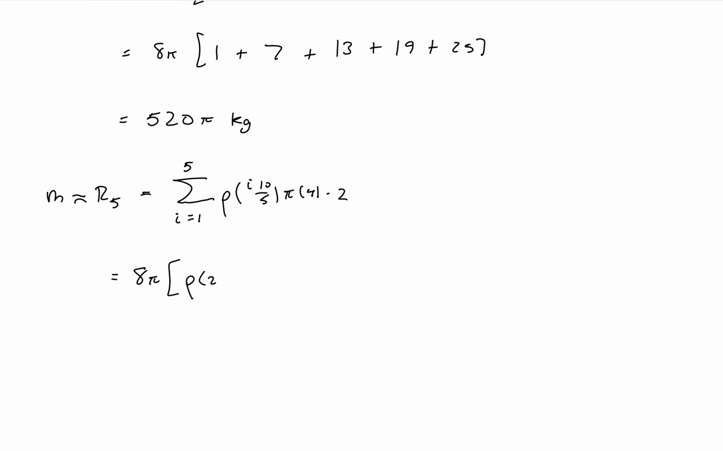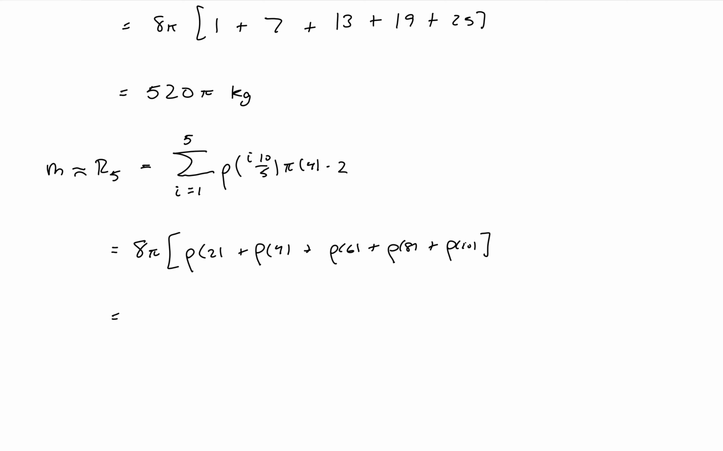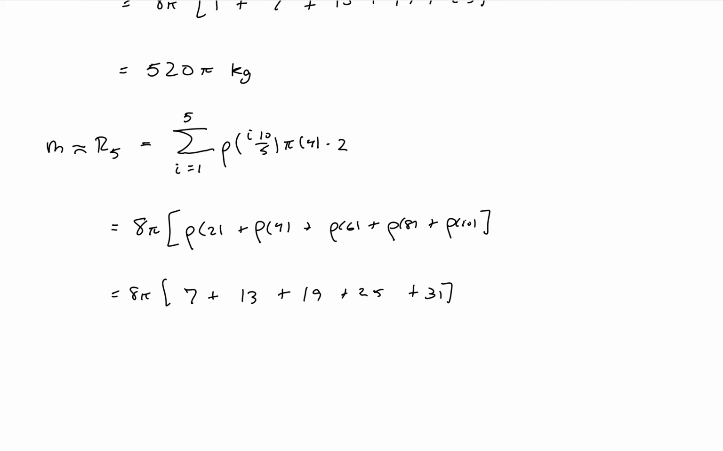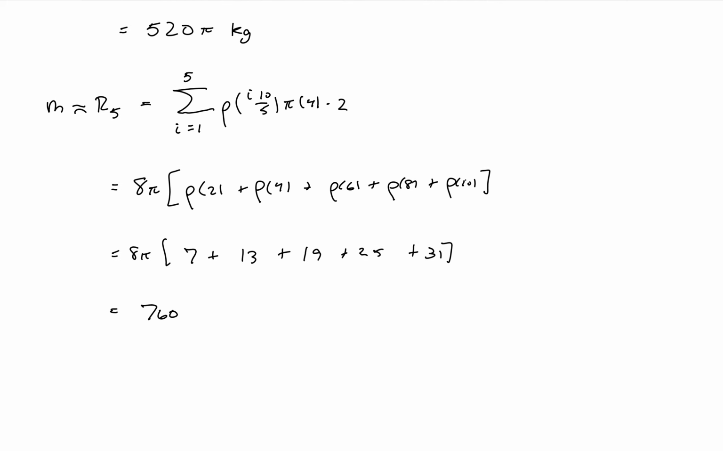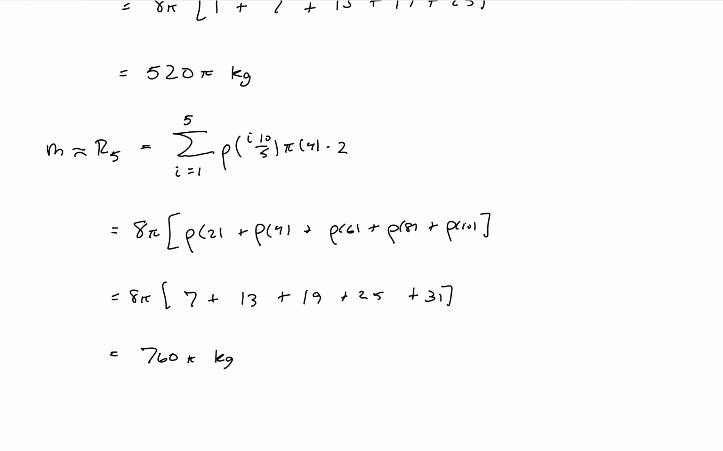And then I've got rho of 2 plus rho of 4 plus rho of 6 plus rho of 8 plus rho of 10. And we just calculated most of these. So rho of 2 is 7, 13, 19, 25. And then the last one is going to be 31. So this is 760 pi kilograms. So we see using 5 subdivisions here isn't great. We're off by quite a few kilograms for what this could possibly be, but the more subdivisions we use, the better our approximation would be.